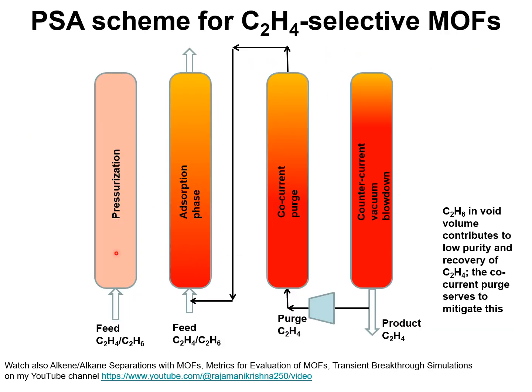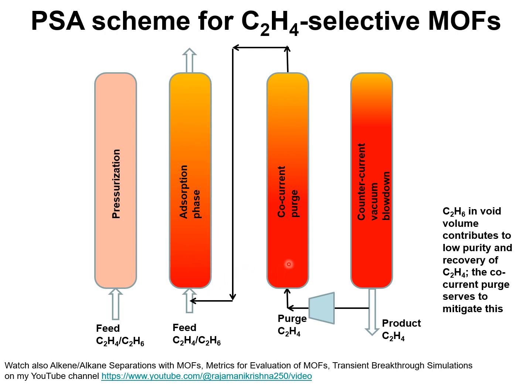Here is a schematic of a 4-step PSA scheme for producing purified ethene using an ethene selective MOF. The 4 steps consist of a pressurization step, followed by an adsorption cycle in which the products leaving at the top of the fixed bed adsorber consist of purified ethane.